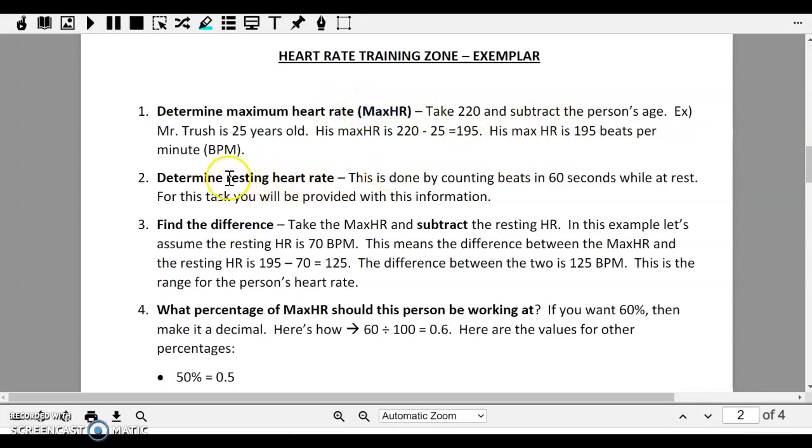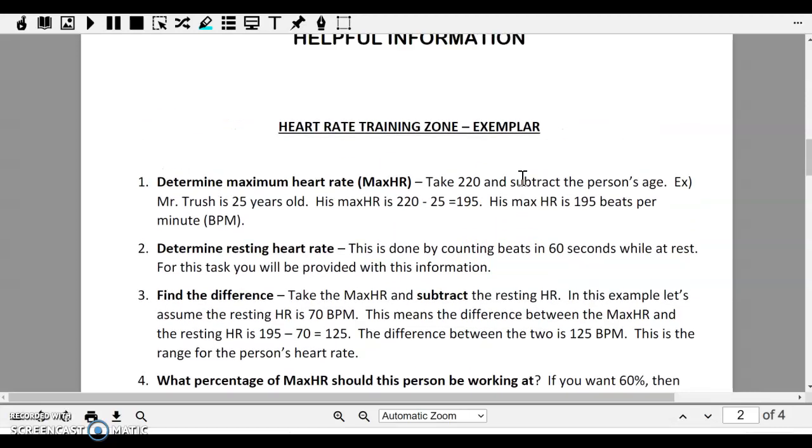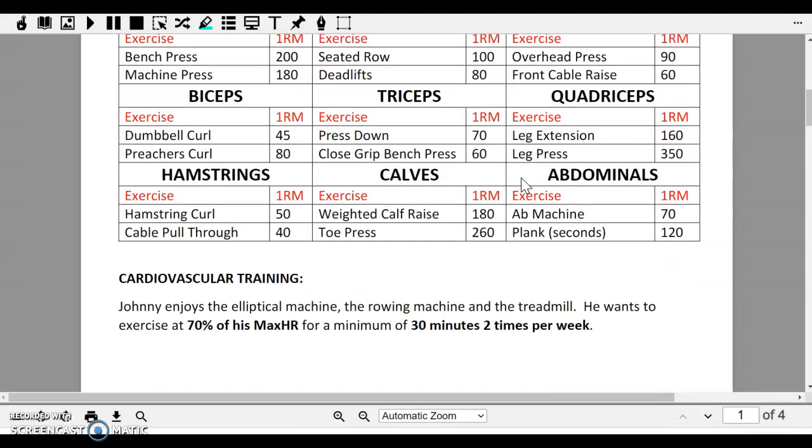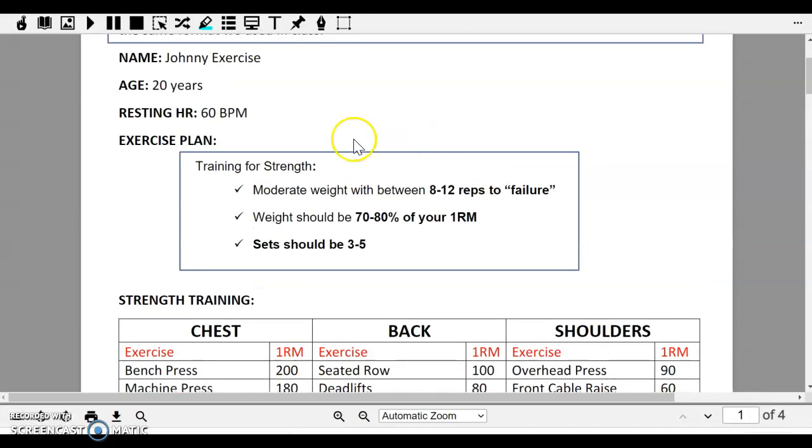What's his resting heart rate? His resting heart rate is found by counting the number of beats of his heart at rest in 60 seconds. I've done that for you with Johnny Exercise's help, and we have come to the conclusion that his resting heart rate is 60 beats per minute. So this is the value you're going to use.